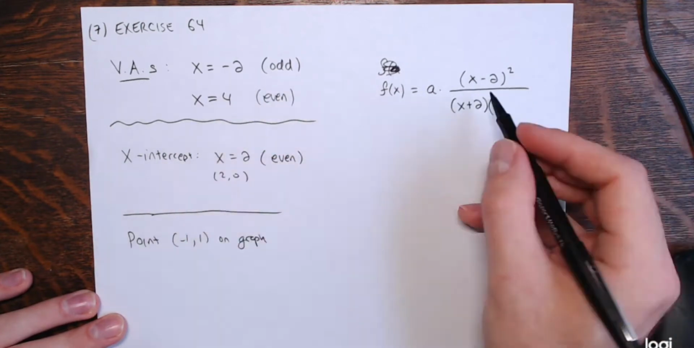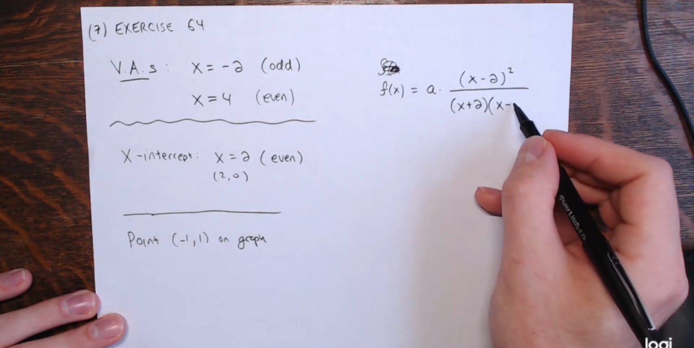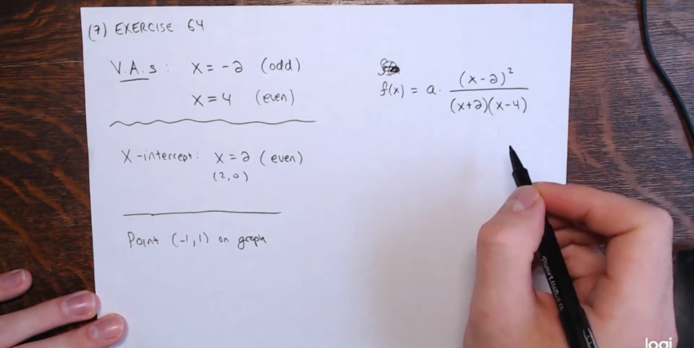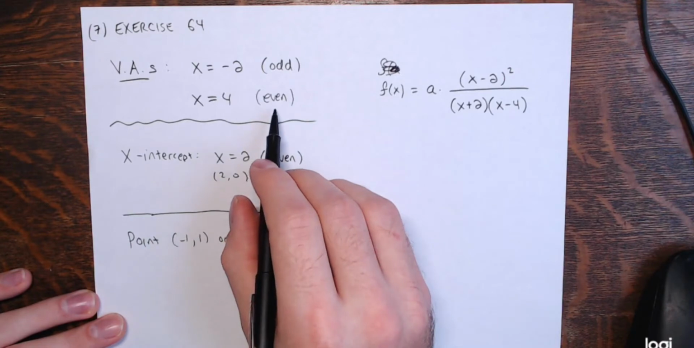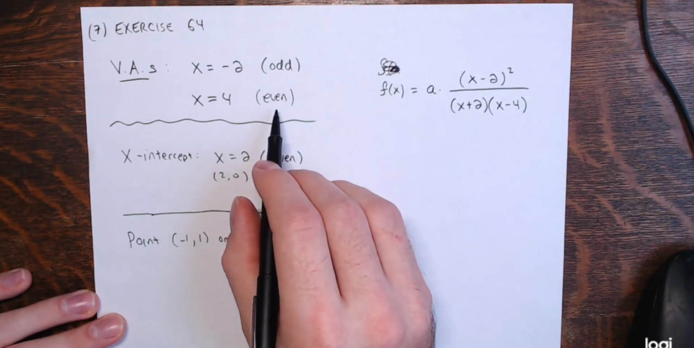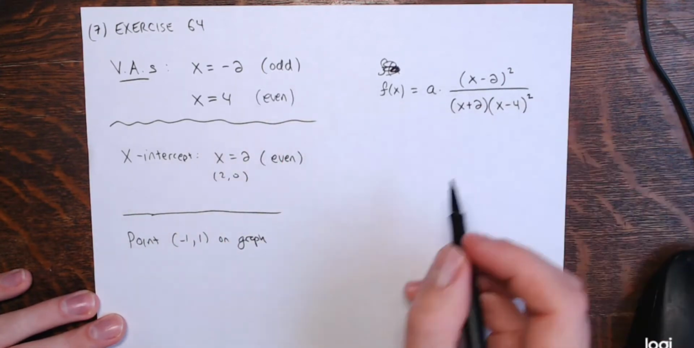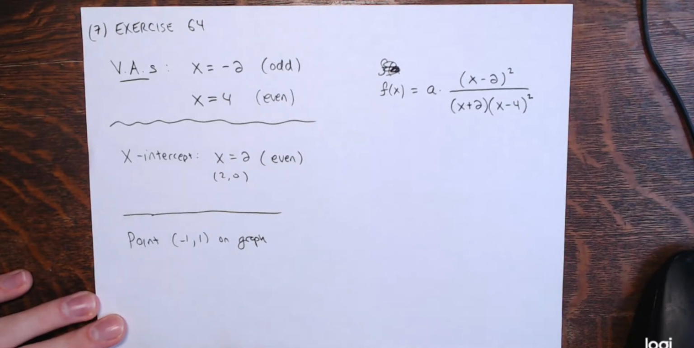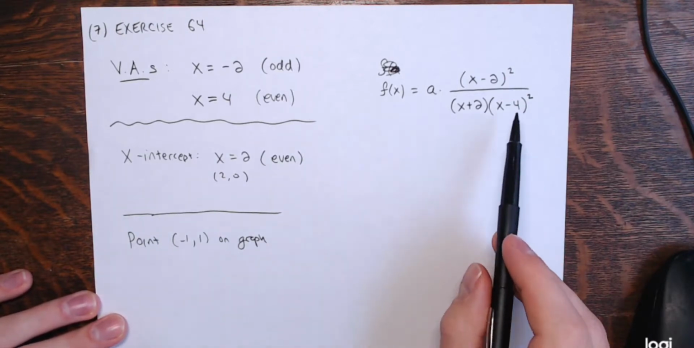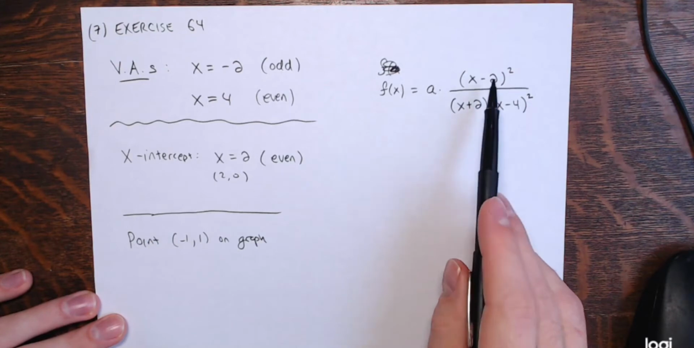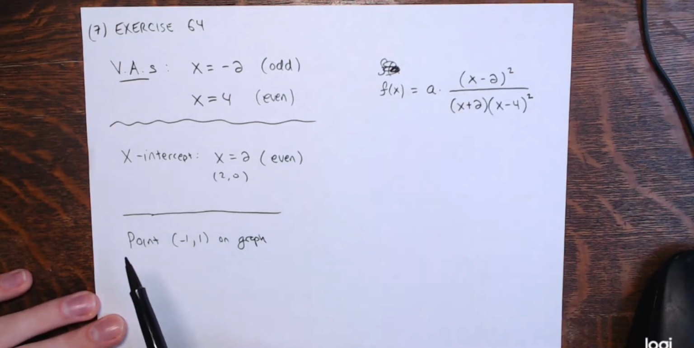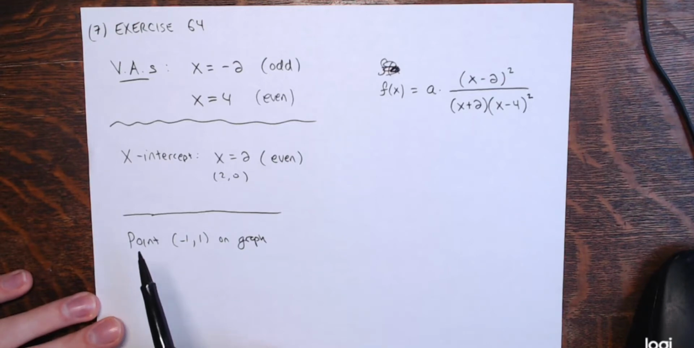And then x equals 4 is a vertical asymptote, right? So x minus 4 should be a factor of the denominator. But the graph was going in the same direction on both sides, so it should be to an even power. I have an even multiplicity, so I'll put the square on that. And that way, the denominator has a higher degree than the numerator, and the horizontal asymptote should be the x-axis, the way it was looking. Okay.